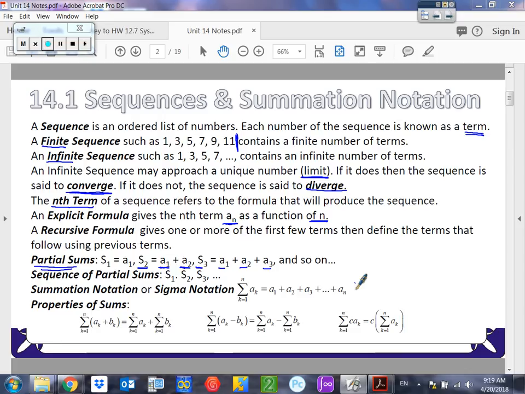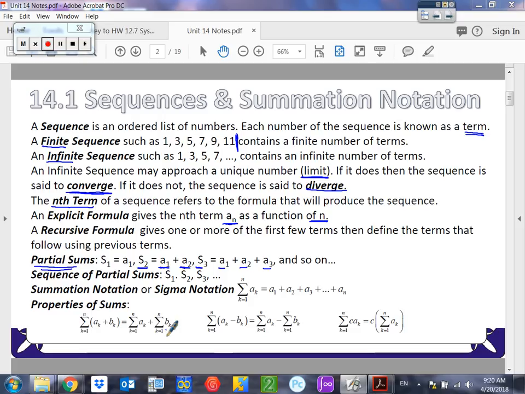So we do have properties of sums. There are some things that we are allowed to do, just like if you recall limit properties. There are some things you're allowed to do with limits. Well, there are some things you're allowed to do with sums. If I am looking at the sum of two different functions, let's say, I am allowed to split them apart and do the sum of the first function and the sum of the second function and then add them together. That's an okay thing to do.